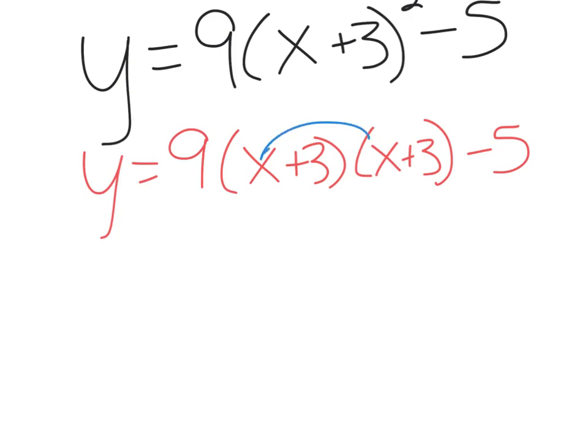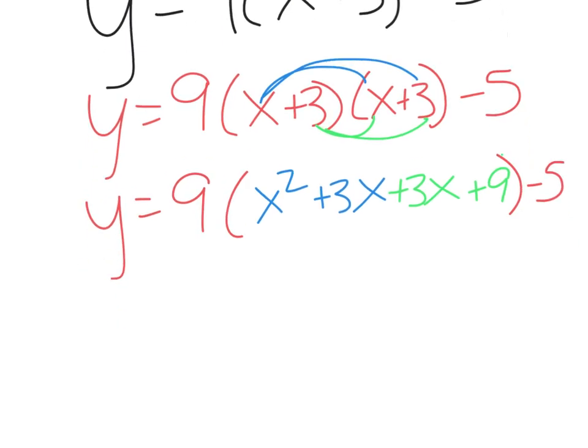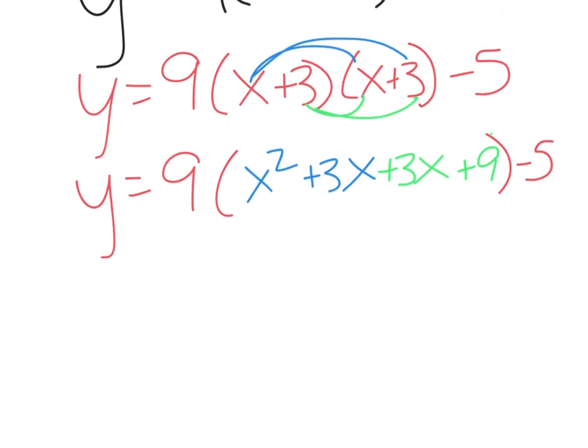Alright, now I can distribute or FOIL. X times x is x squared, x times 3 is 3x. Now distributing the 3. 3 times x is 3x, and 3 times 3 is 9. Then we can combine the like terms in the center. 3x plus 3x is 6x.